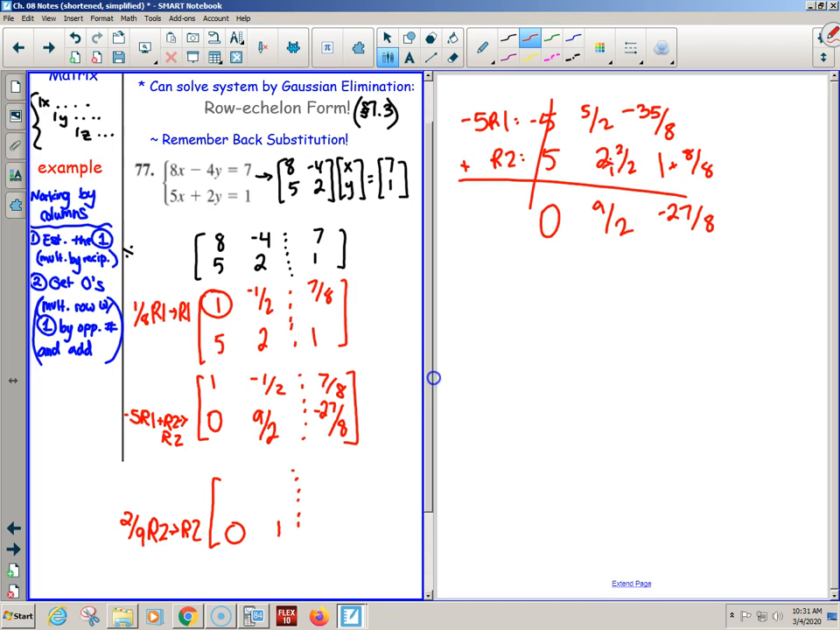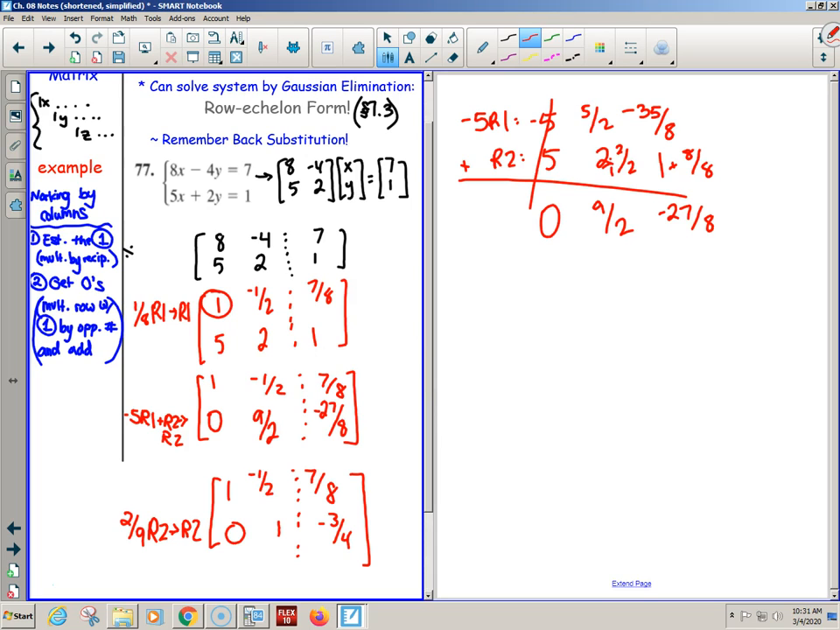What's 2/9 times negative 27/8? My mental mathers are like, oh, sweet, 2 and 8 reduced, 27 and 9 reduced. And I end up with negative 3/4 this time. Then in my top, I have 1, negative 1/2, and 7/8.